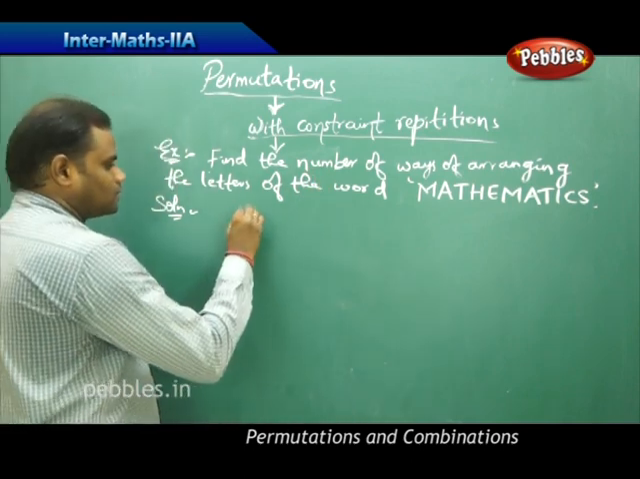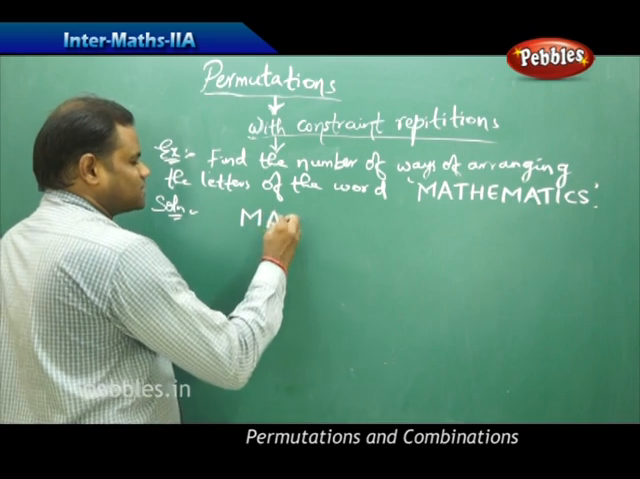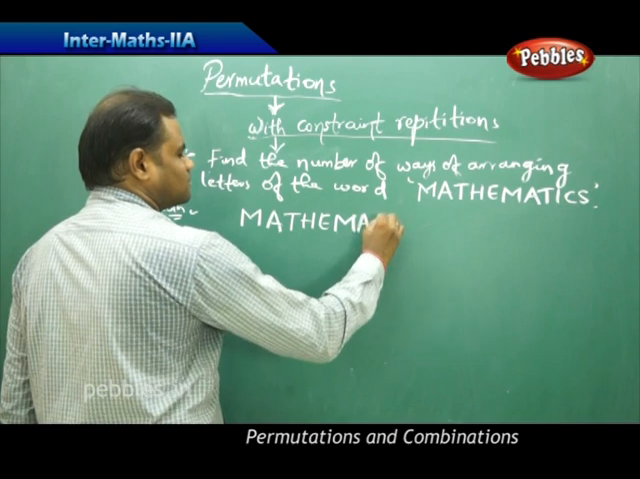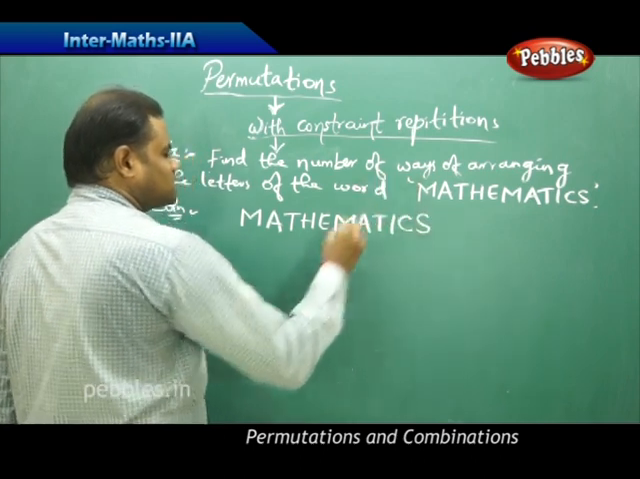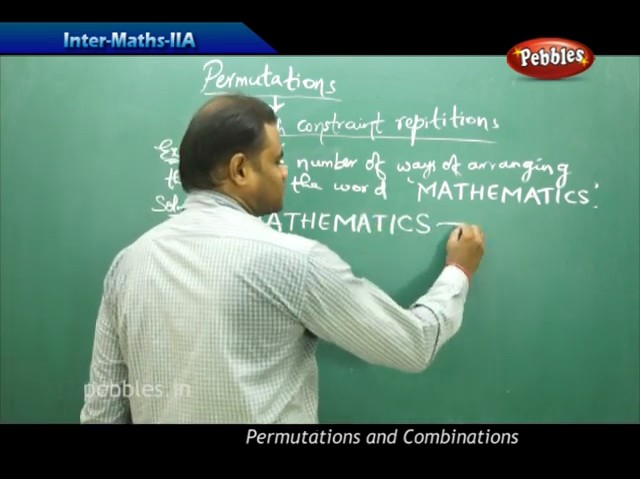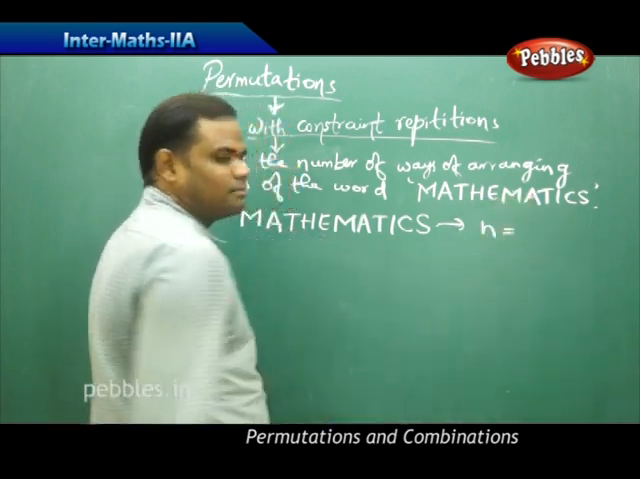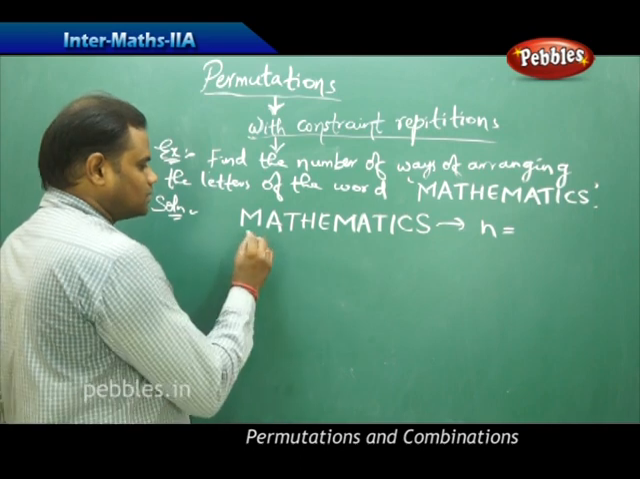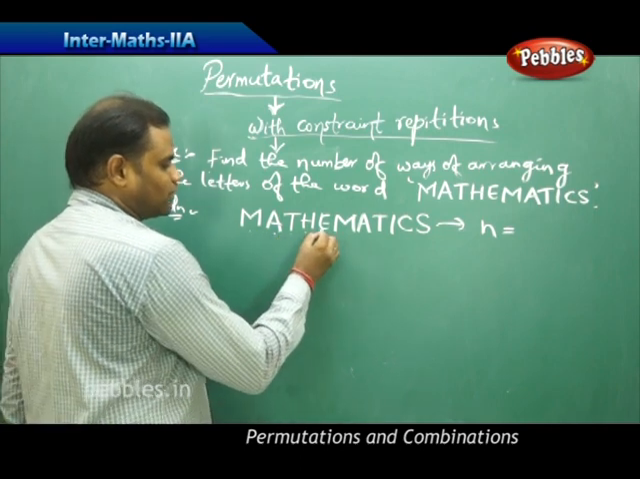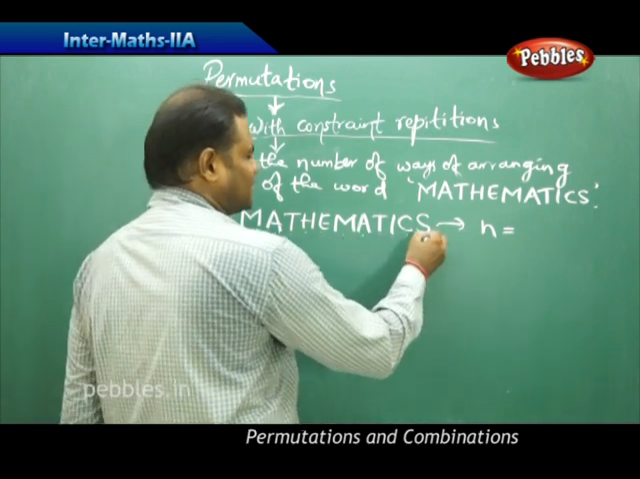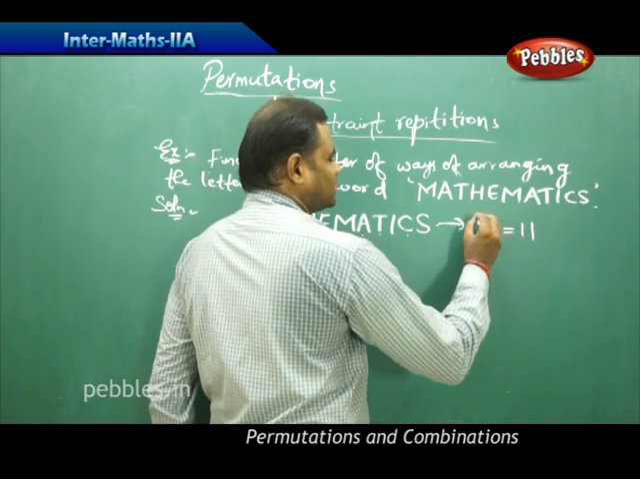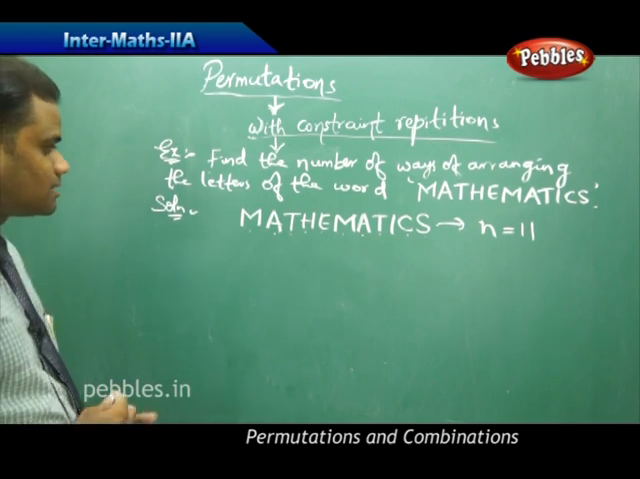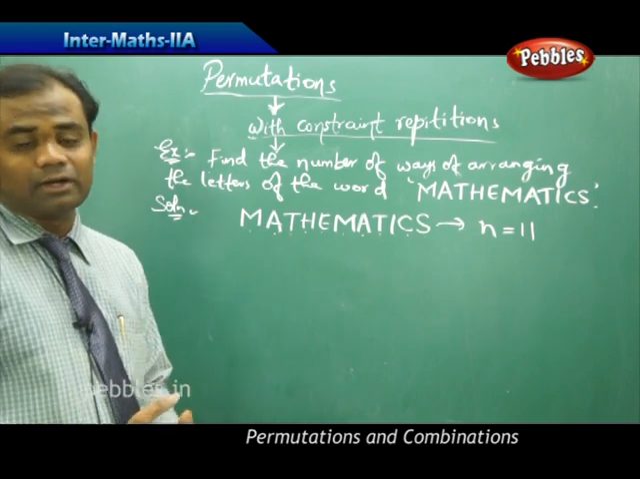So initially, let's take the word which is given out in the problem, which is mathematics. Now in this case, clearly we first identify n, that is the number of letters in the given word. Now clearly the number of letters in the given word are 1, 2, 3, 4, 5, 6, 7, 8, 9, 10, 11. So totally there are 11 letters in the word mathematics. Now let's see how many of them are repetitive or alike.